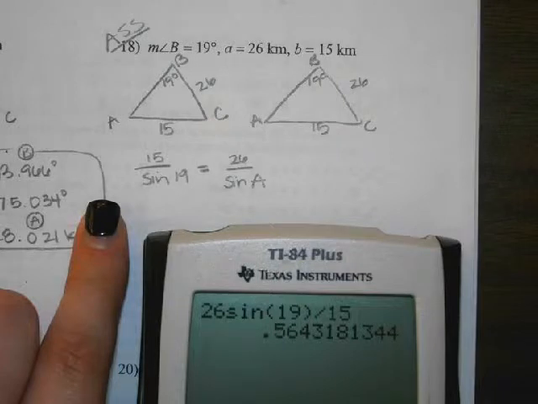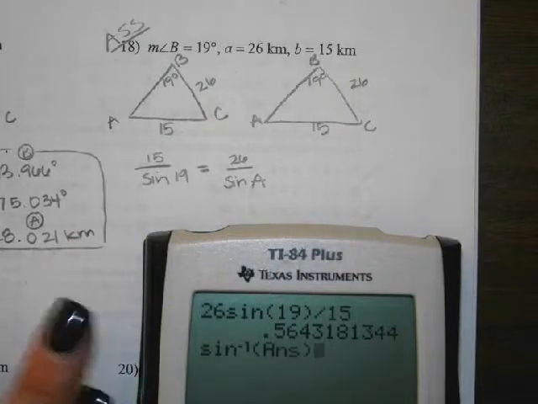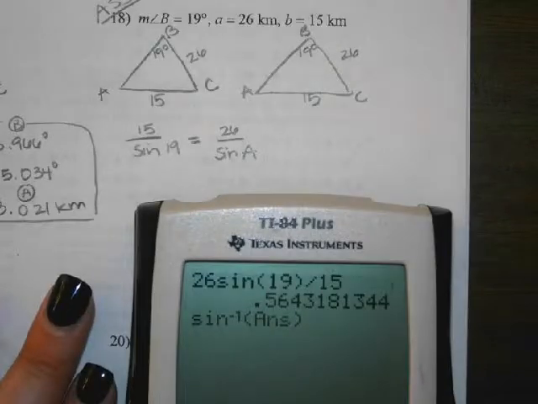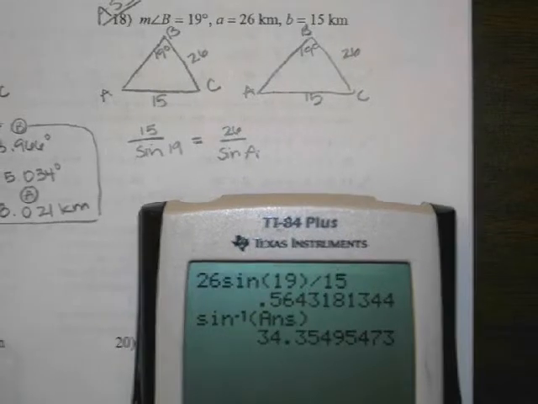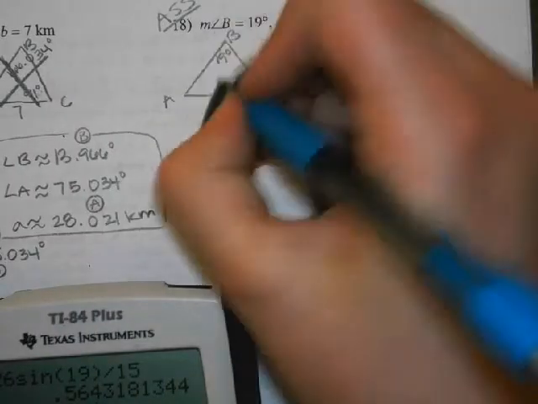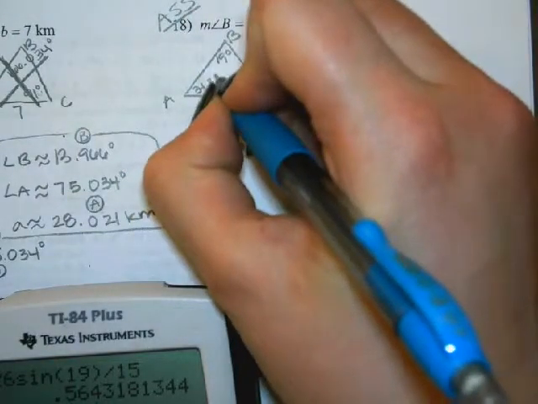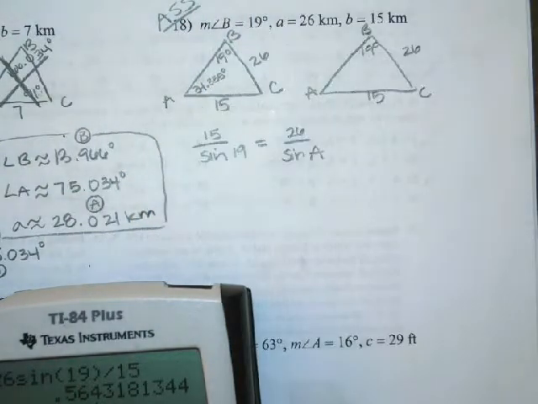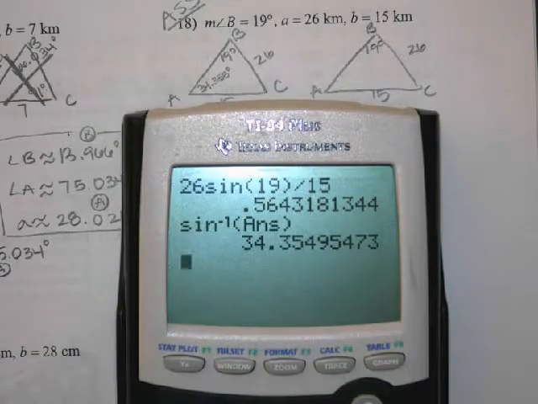And what do we do with that decimal? Okay, so sine inverse of that decimal. All right, so we get 34.355 actually, because we're going to do 3 decimal places. All right, and what should I do before I start typing other stuff? I should store it. Okay, so store it. What letter should we store it as? A.